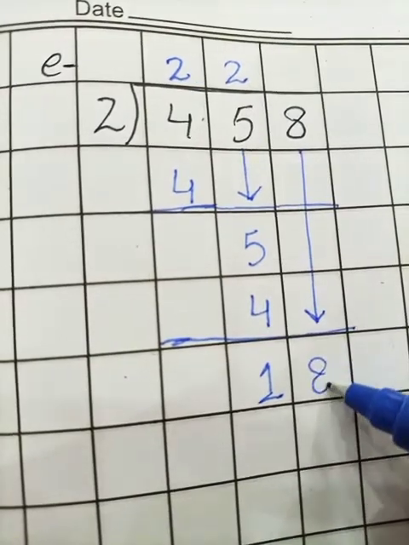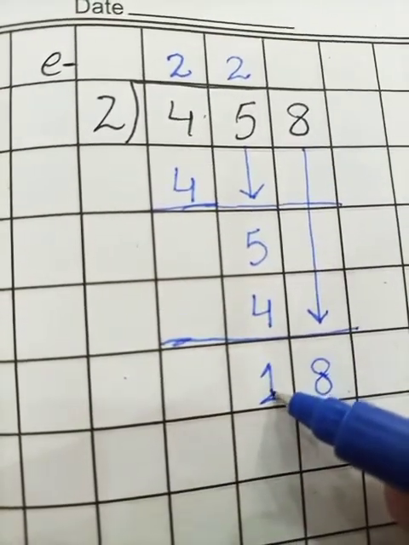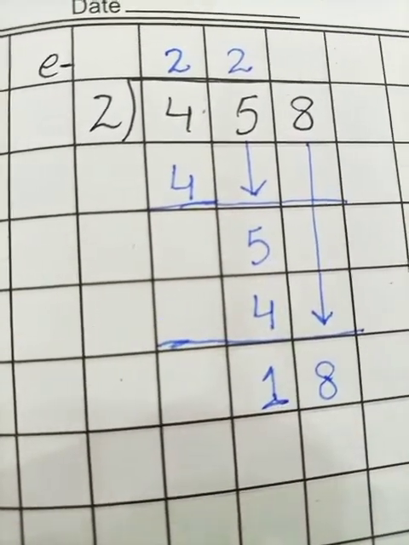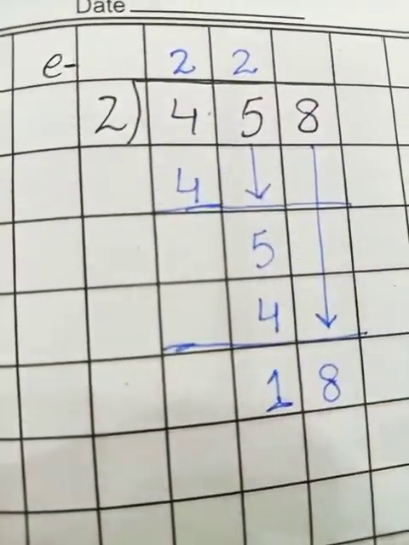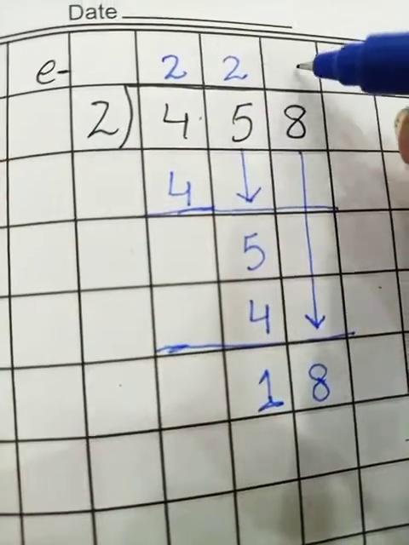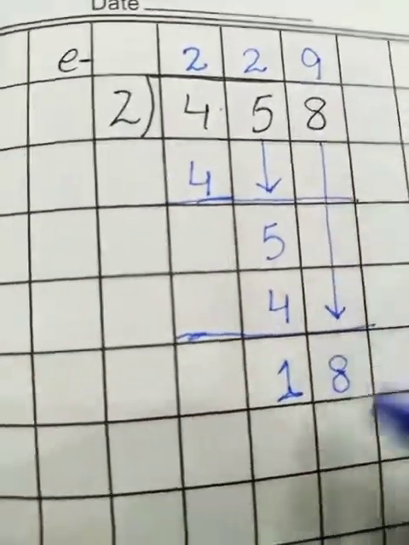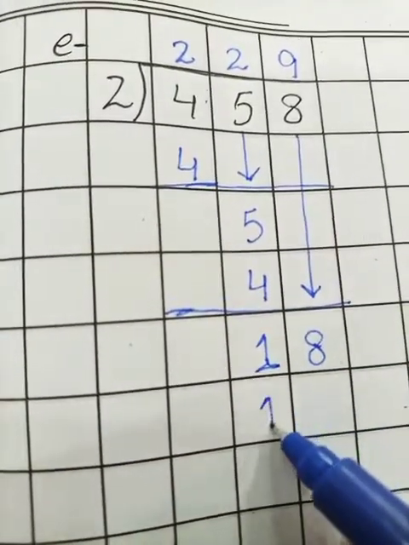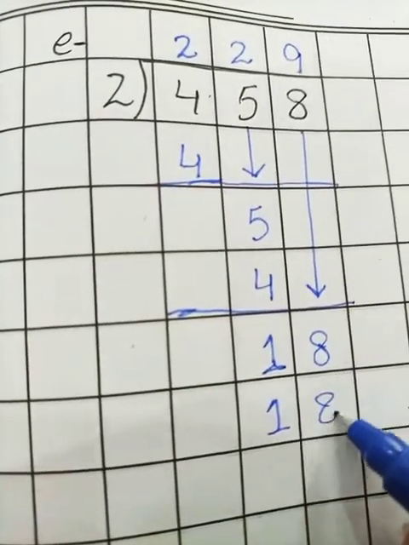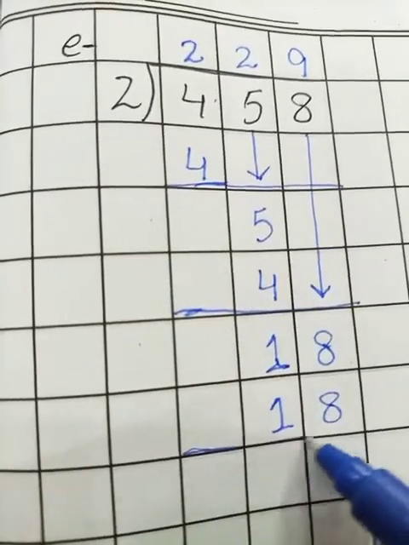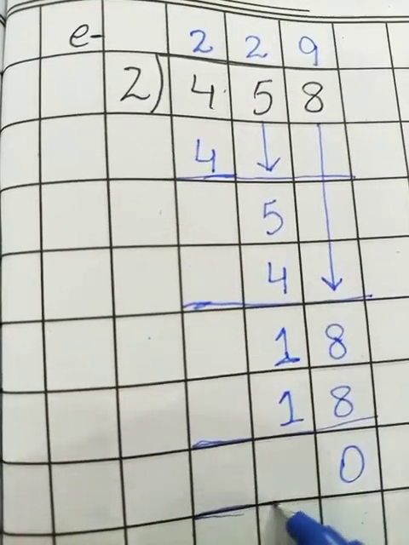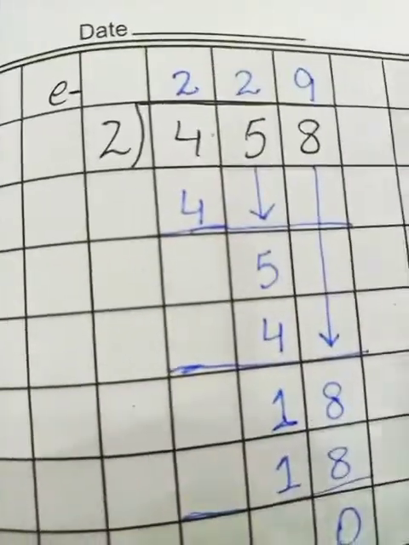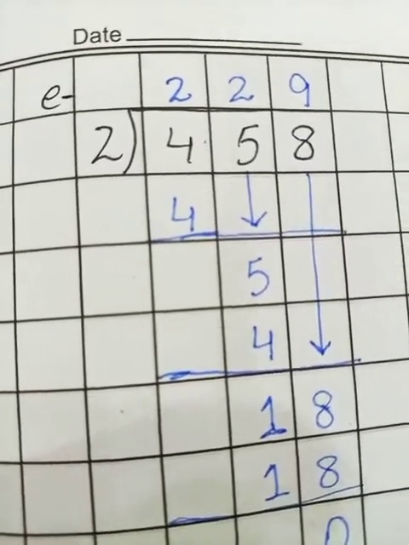Now this 1 and 8 has become the number 18. Now students, you are going to read the table of 2 till the number 18. Yes, 2 9s are 18. Very good. Now the remainder is 0. It means that we have completed our question, and our quotient is 229. Look at the quotient. Next is part F.